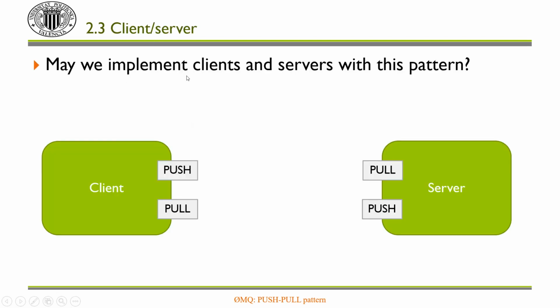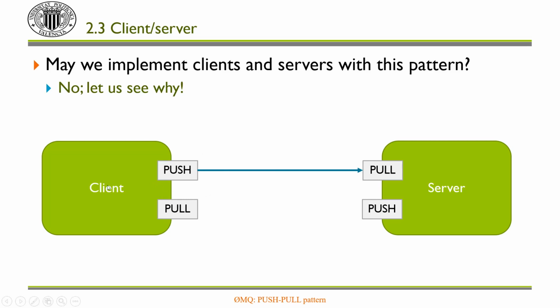Can we implement clients and servers using this pattern? Clients and servers regularly use the req and rep sockets, but those sockets are synchronous, and this is inconvenient in regard to throughput. May we implement an asynchronous pattern using a pair of push-pull connections? Well, we'll see that no, that's impossible. Let us see why.